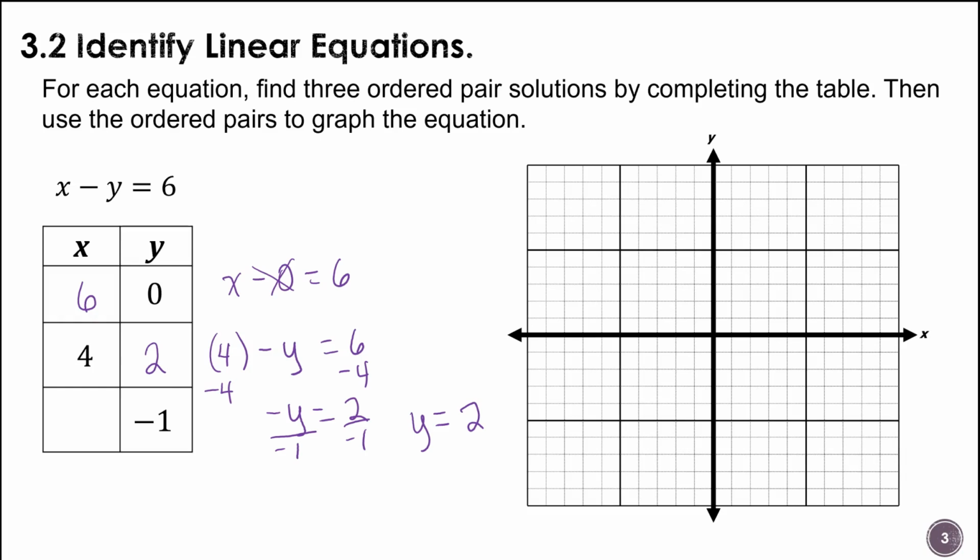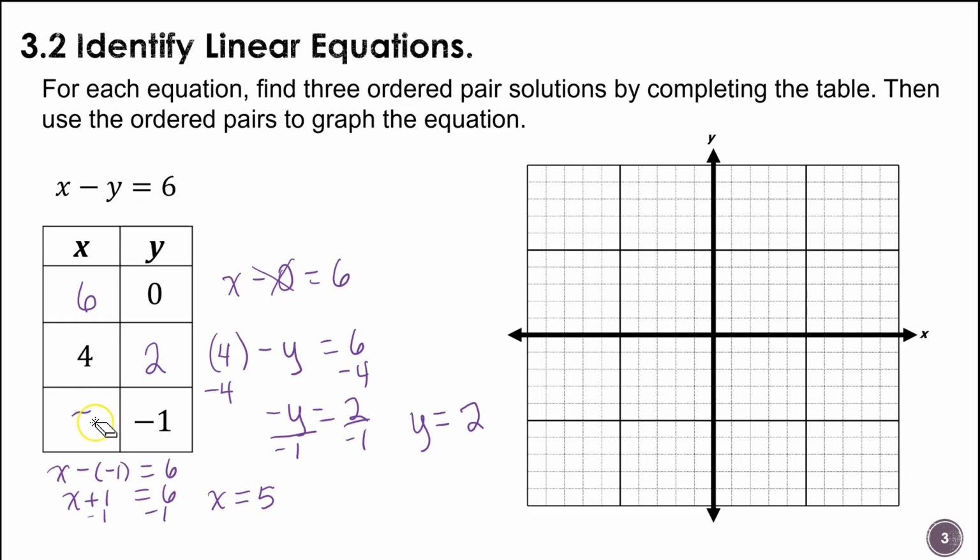And then on the last ordered pair, we're going to substitute negative 1 for y, so x minus negative 1 is equal to 6. Well, that makes that a positive 1. X plus 1 equals 6. Let me move this up a little bit higher. X minus negative 1 equals 6, which means x plus 1. And then you subtract the 1 to solve, and you see that x is 5. So when y equals negative 1, x is 5.